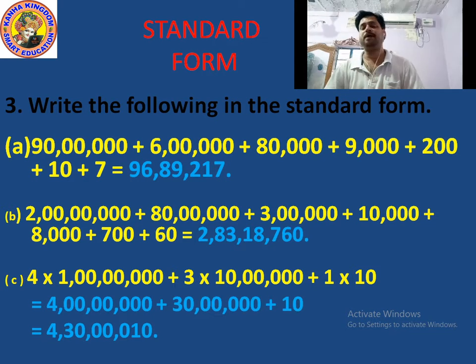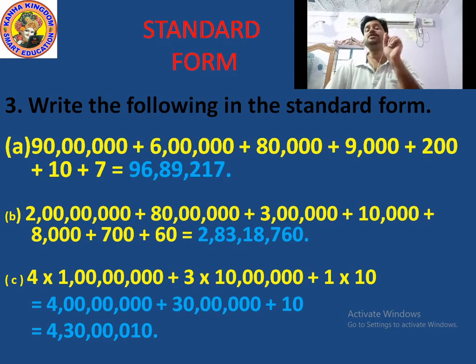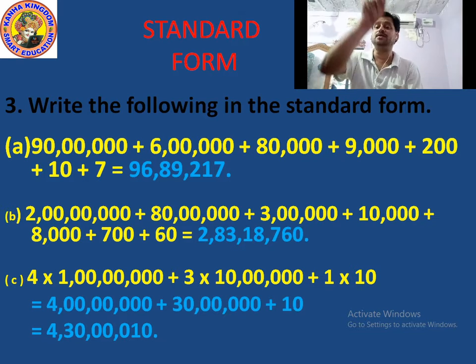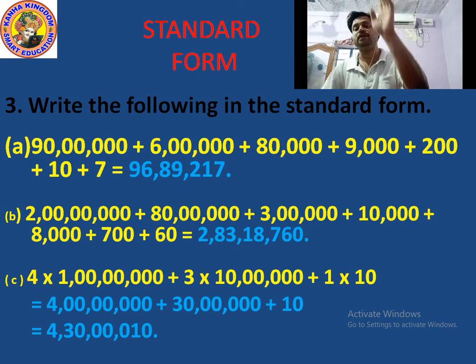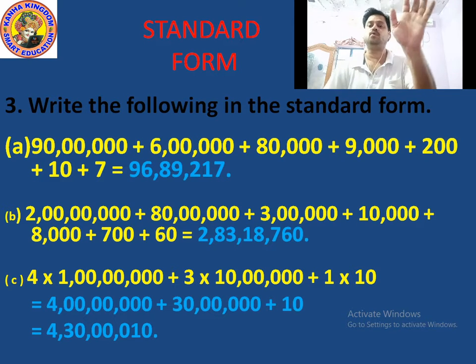4 is multiplied by 1 comma 00 comma 00 comma 000. How many commas in this number? 3, and 3 means 4 periods, and after the third comma how many digits? Single digit. So in the 4th period, which is the crores period, there is a single digit. Which digit is here? 1, which means 1 crore. So 4 is multiplied by 1 crore. 4 multiplied by 1 crore equals 4 crore.